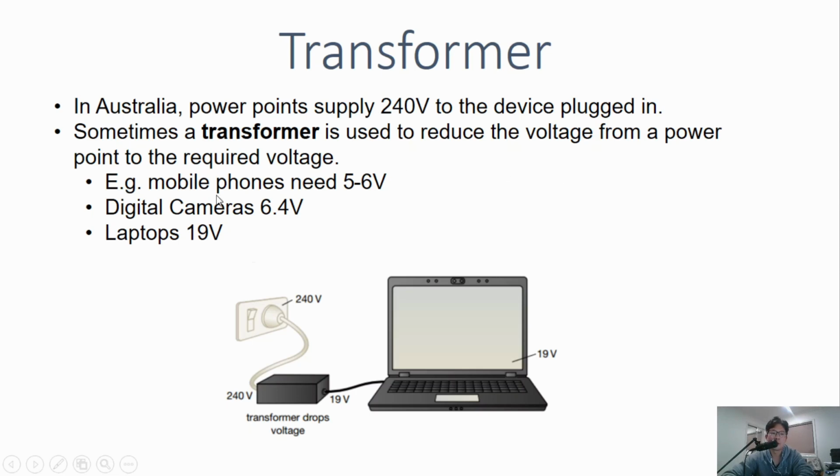For example, mobile phones need 5 to 6 volts, digital cameras often need 6.4 volts, and laptops need 19 volts. So we have a transformer like this brick here. If you look at your laptop charger, there's this square brick kind of looking thing that's known as a transformer. That drops the voltage down from 240 volts to whatever is required for your device, so that it won't overpower your device and it will provide the correct amount of voltage that is needed.